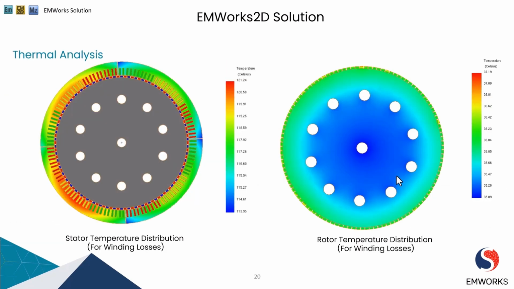Next, we'll analyze and visualize how temperature is distributed across both the stator, which is on the left hand side, and the rotor of the electrical machines. The winding losses usually occur due to the resistance in the wires, which contributes to heat generation. We can observe that due to winding losses, the stator core temperature is around 121 degrees Celsius, and for the rotor it goes up to 37 degrees Celsius.